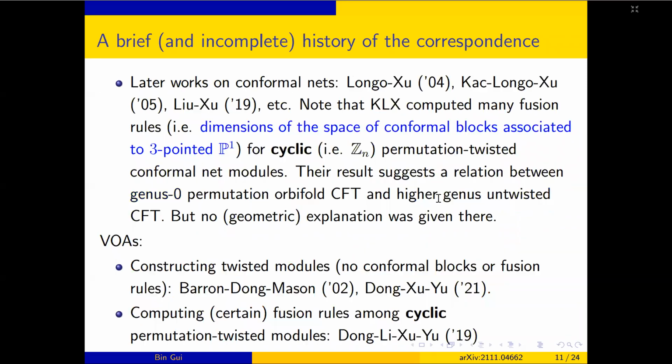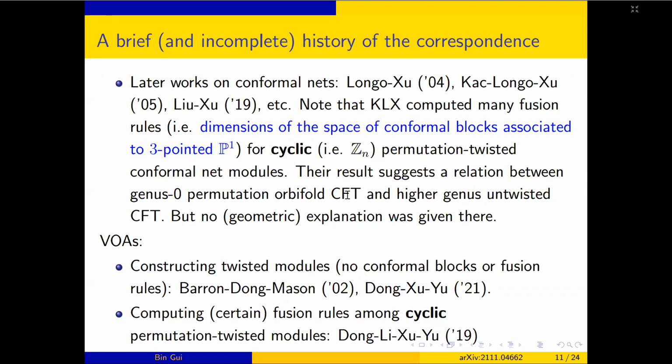Next, let me mention some later works on these conformal nets. These are some later progress on the study of this correspondence in the conformal net picture. They involve Longo and Xu, and actually more recently Zhenwei and Xu. I want to make some remarks on the second work. In the second work, they actually computed some fusion rules for permutation-twisted modules. But their calculations are restricted to the cyclic cases. And actually, to my knowledge, even the cyclic case is not complete.